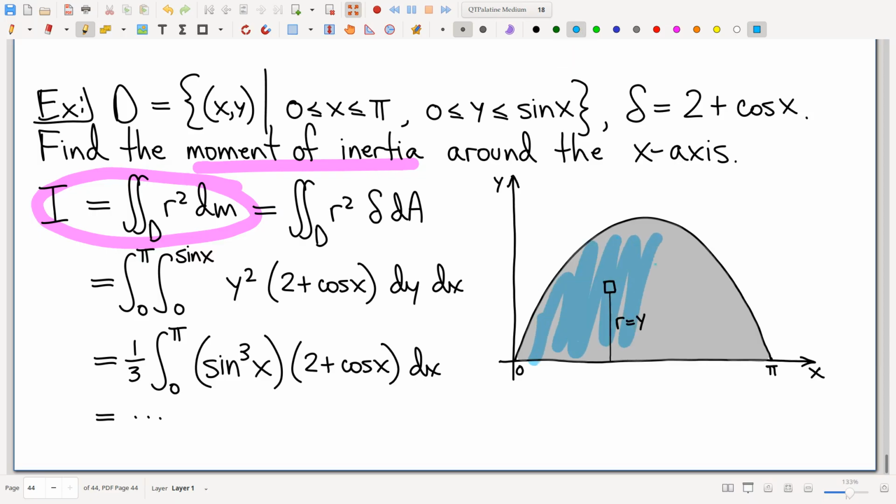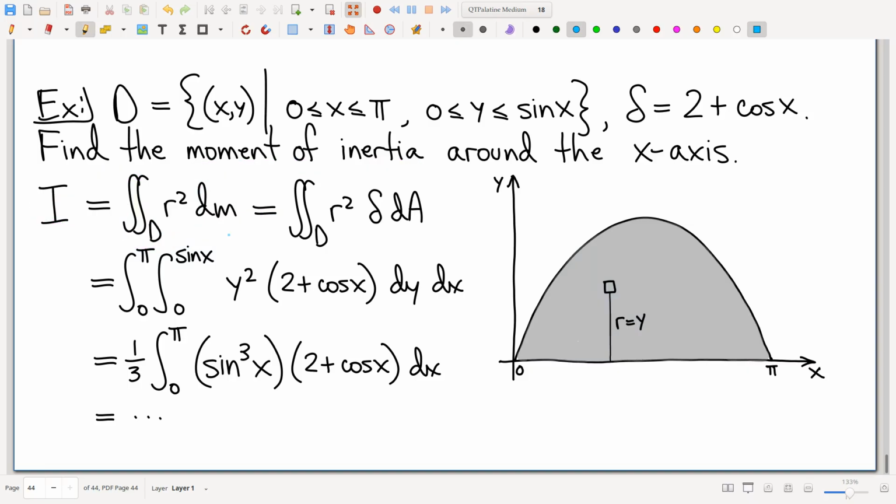This being a two-dimensional domain makes this a double integral. We're only adding up over 2 dimensions, not 3. So this is just a double integral. It's always integral r squared dm, but the nature of the integral depends on the nature of the domain. Okay. Alrighty. And that allows us to actually write down quite a bit.